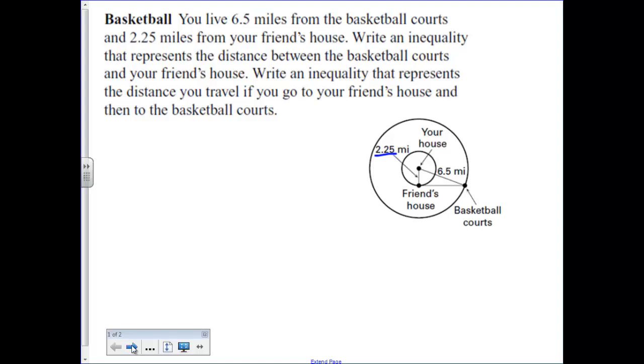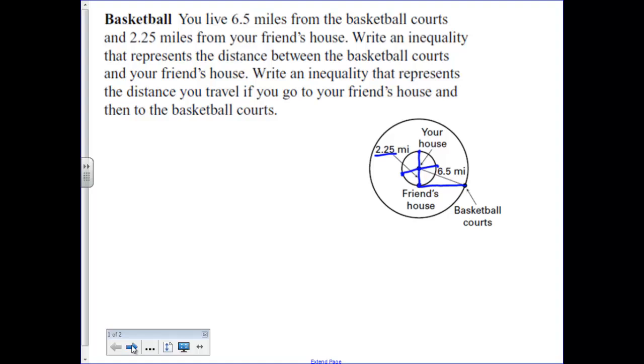The problem is they don't tell us what direction, so your friend could be living over here, or over here, or down here. The first thing is that a lot of people think that we need to find the distance across here. Well, that would be an exact distance, like an equation, and they're asking us to write an inequality, which suggests that we need to find a minimum and maximum distance possible.